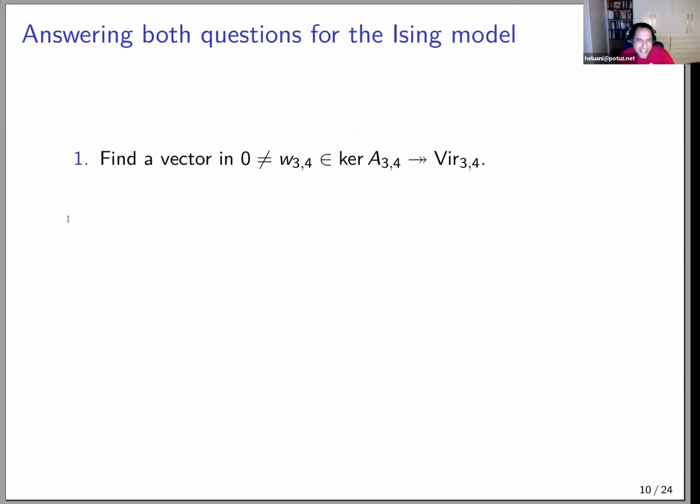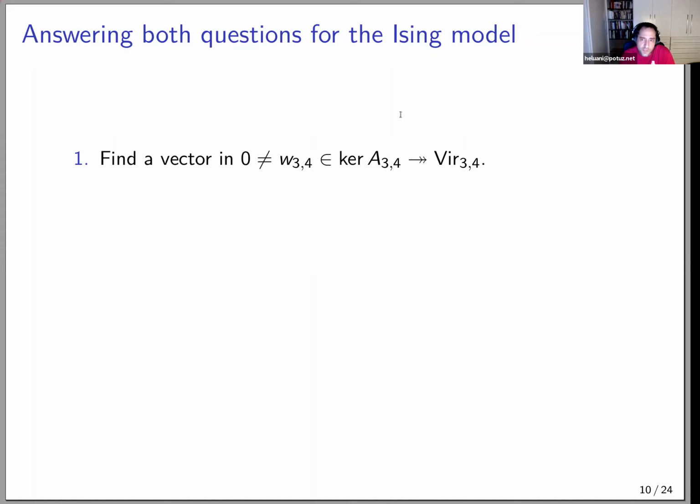All right, so let me tell you what the program is. The answer is horrible, but the program is very simple. So I'll tell you what the program is to answer both questions. So right away, we answer both questions that I asked in the case of the Ising model. And the program to answer that kind of question is as follows. You first find a vector in the kernel.